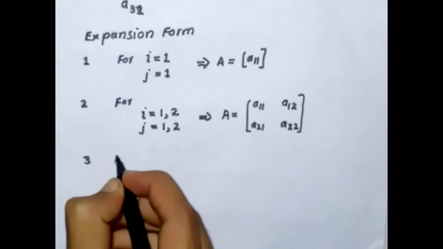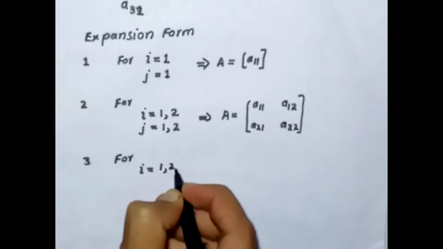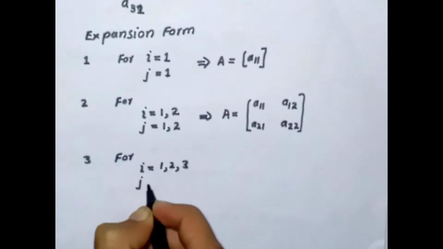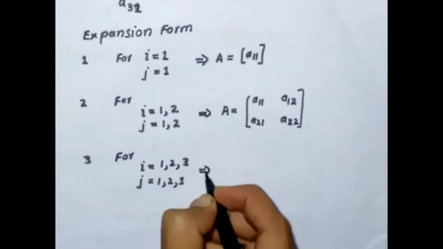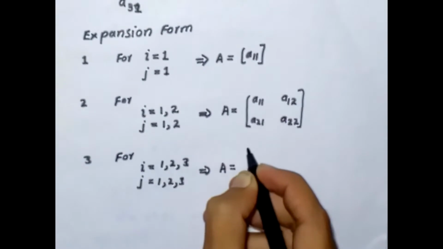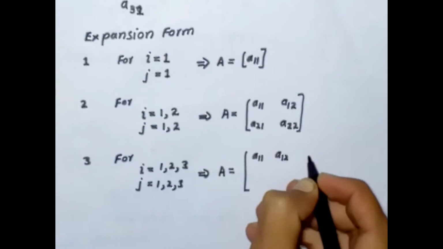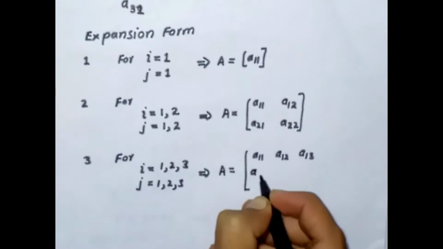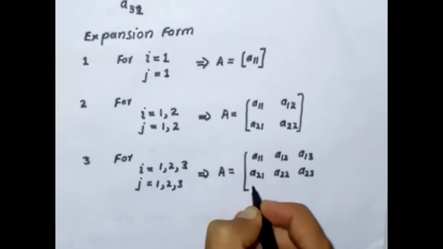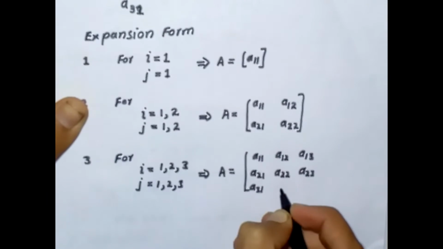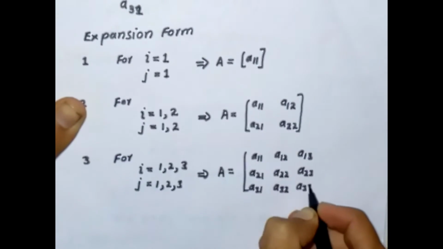Number 3, if a matrix has three rows 1 2 3 and three columns 1 2 3, this implies that A will be: first row first column, first row second column, first row third column, second row first column, second row second column, second row third column, third row first column, third row second column, third row third column.